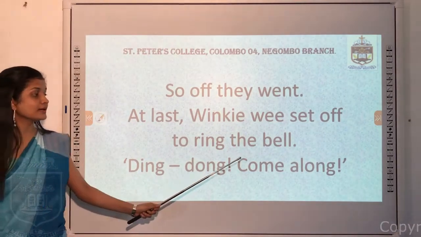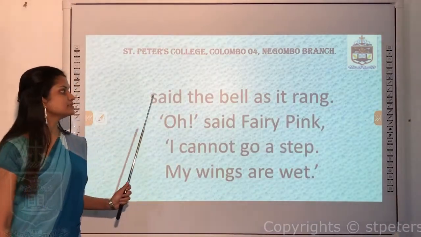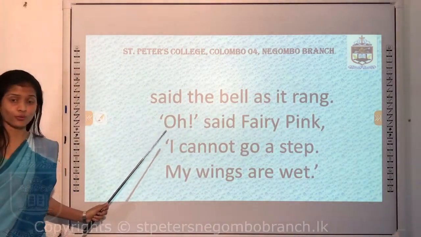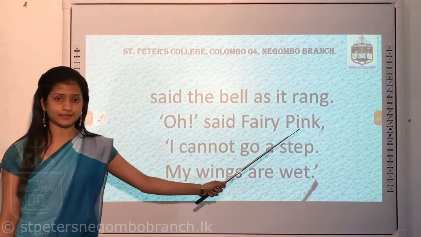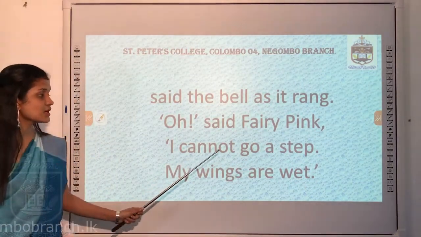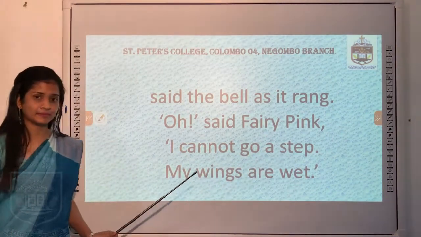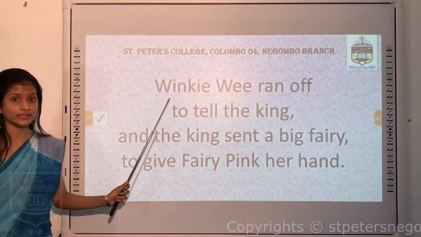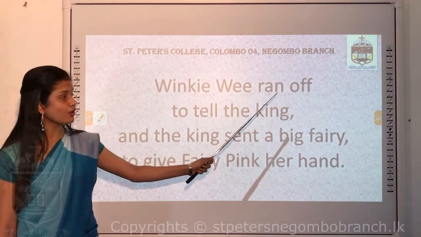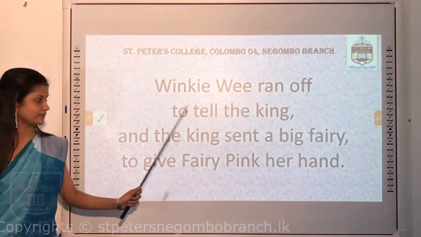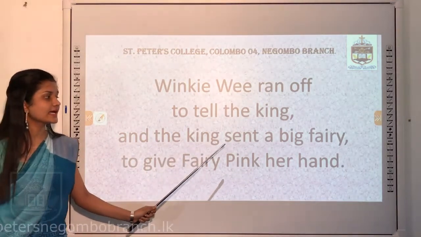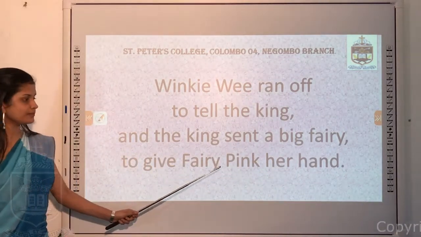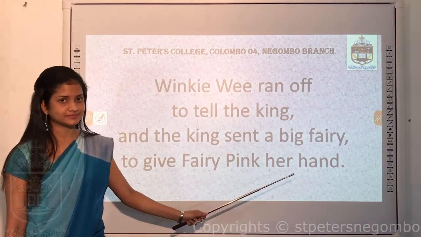Ding dong, come along, said the bell as it rang. Oh, said Fairy Pink, I cannot go a step. My wings are wet. Winkie Wee ran off to tell the king. And the king sent a big fairy to give Fairy Pink her hand.